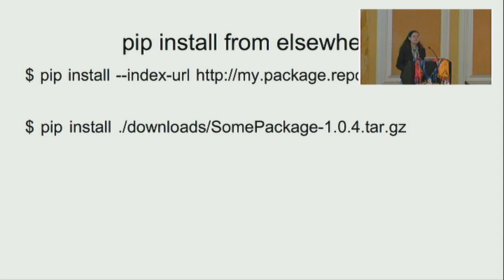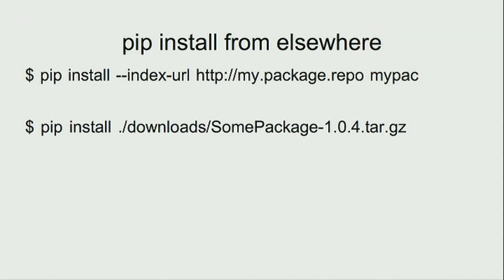We can also pip install from other places. If we want to, we could set up our own package repository online, so long as we follow the format that pip expects to find. We can even pip install from some tar.gz files that we've downloaded already. So you can use pip even if you don't have an internet connection, which can be really handy in certain circumstances.